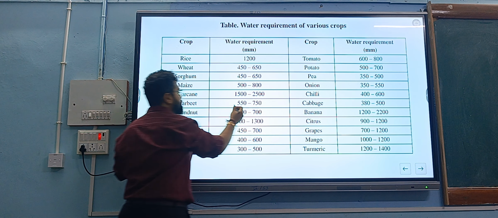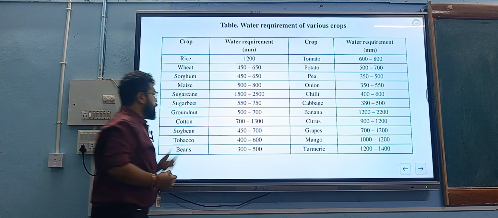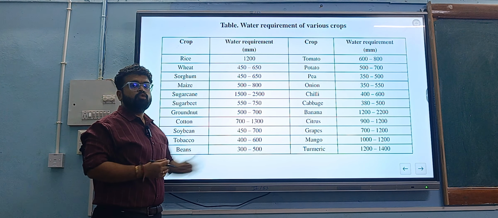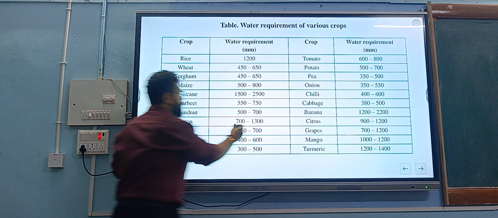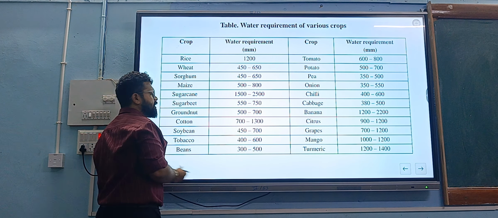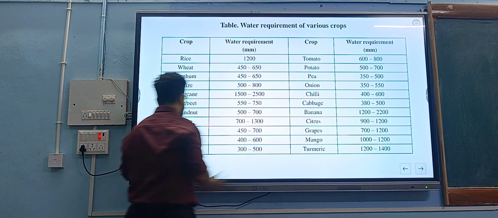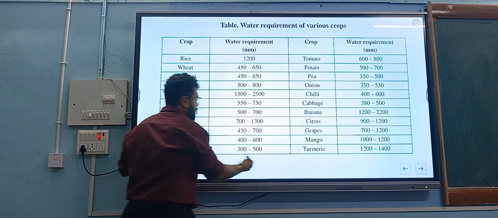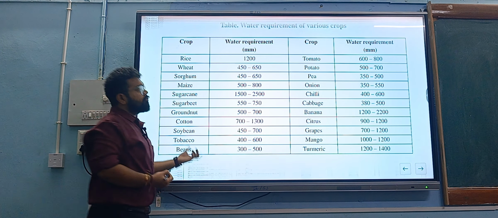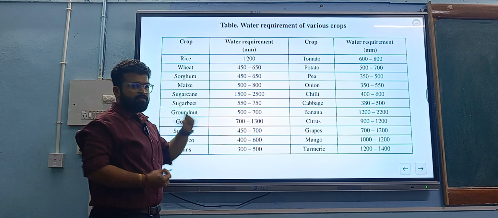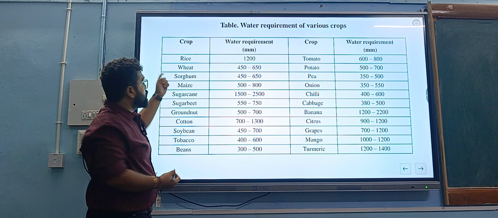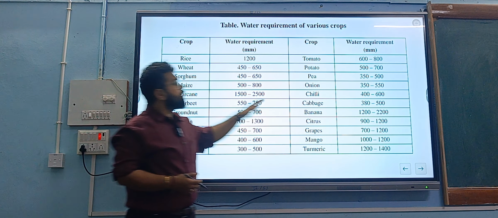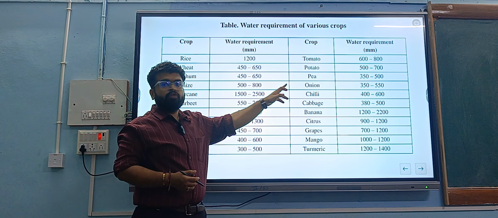Then sugar beet requires 550 to 750 mm. Groundnut 500 to 700 mm. Cotton 700 to 1300 mm. The soybean requires around 450 to 700 mm. Tobacco requires 400 to 600 mm. Beans require 300 to 500 mm. From this data, you can see that pulses require less water as compared to cereals. Beans around 300 to 500 mm, then pea around 350 to 500 mm.